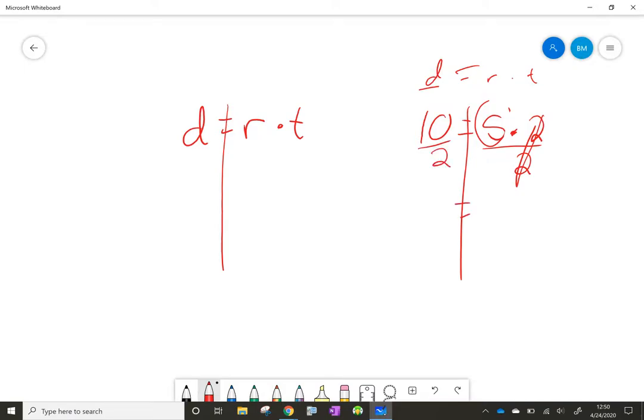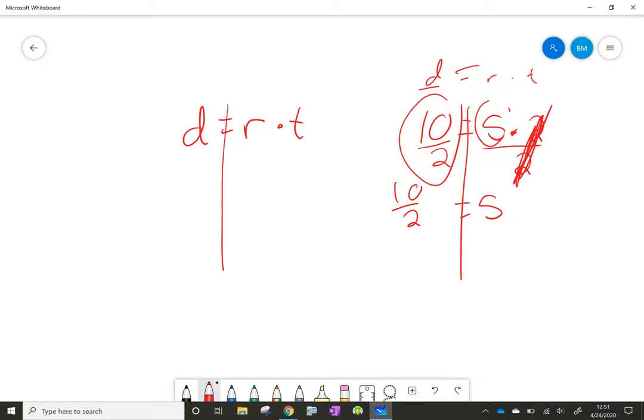So what would happen is on the right side, the 2's would cancel, and I'd be left with 5, all by itself. And on the other side, I end up with 10 divided by 2. Now this works out, right? 10 divided by 2 is in fact 5, so that's how we know that we've done it right. Okay? So we have the same thing, just with letters instead of numbers.